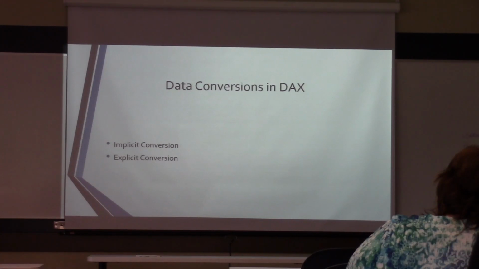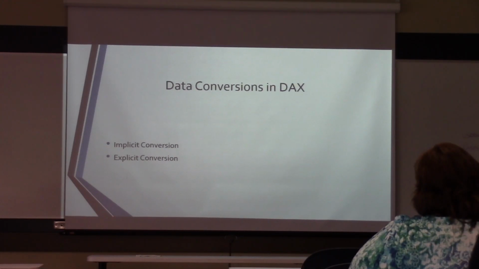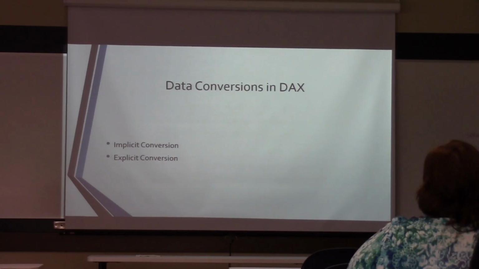So what are the different data conversions that are available inside DAX? Let's say in that situation, I added two columns to create a new column. I concatenated two different fields. One is a text field, the other one is also a text field. So when I joined those two, it created a new text field.